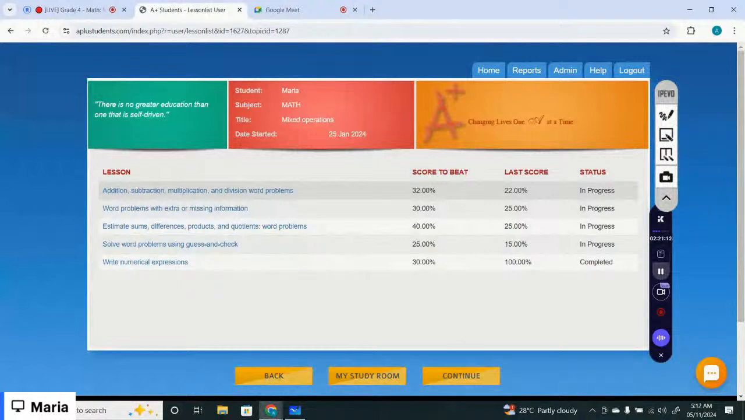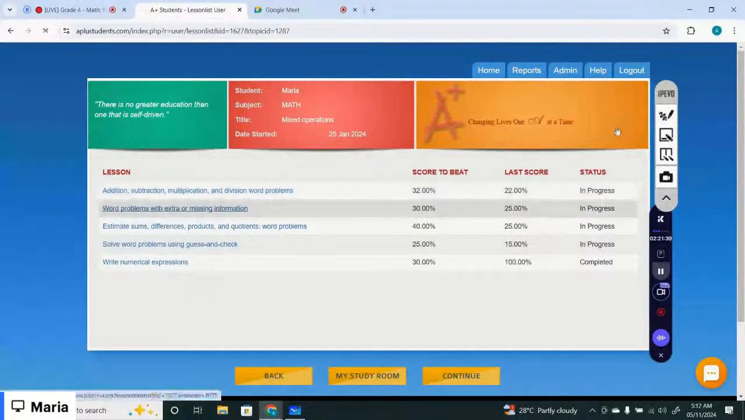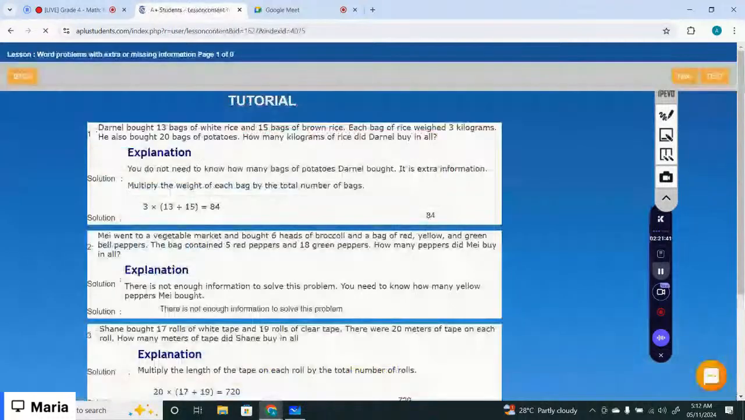The next lesson is word problems. The next lesson is word problems with extra or missing information. Let's just start with the lesson. Okay, let's just start with the first lesson.